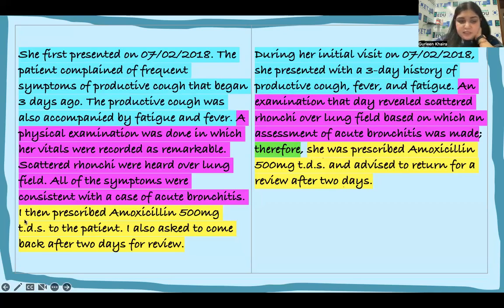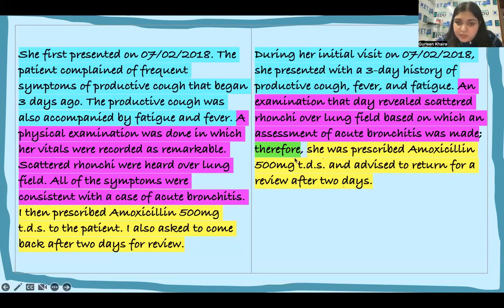Then the next sentence was, I then prescribed amoxicillin 500 milligrams TDS to the patient. I also asked her to come back for a review after 2 days. Now, I want you to focus on the semicolon here because these sentences are closely related. Why was amoxicillin prescribed? Why was the patient asked to return for a review? The treatment plan was done because of the assessment that was made. So these sentences are related to each other. And when sentences are closely related, you can use a semicolon between them.